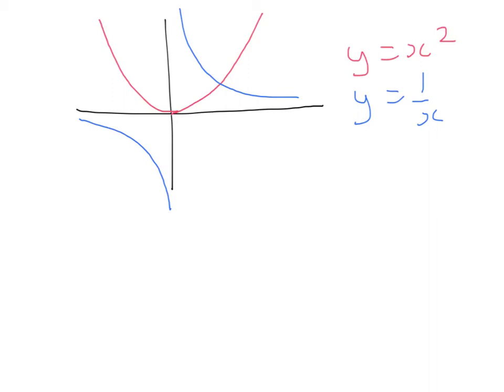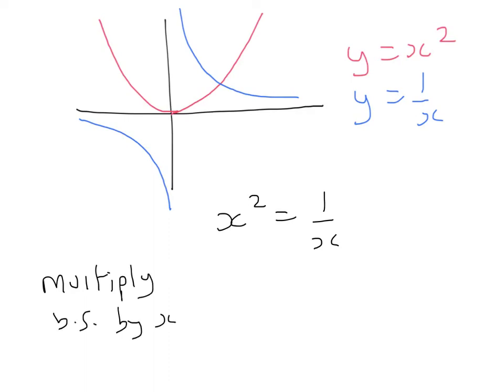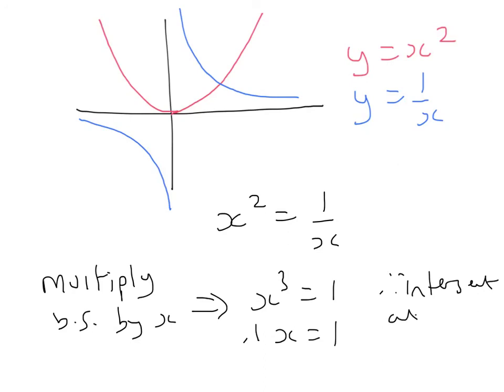Now sometimes you get asked to find where graphs intersect. So here I've drawn the graph of y equals x squared and y equals 1 over x. Where do they meet? Well, they meet where the y values are the same. In other words, where x squared equals 1 over x. If you multiply both sides by x, you get x cubed equals 1. X cubed equals 1 means x equals 1. So they intersect at the point where x equals 1 and y, well, 1 squared is 1.